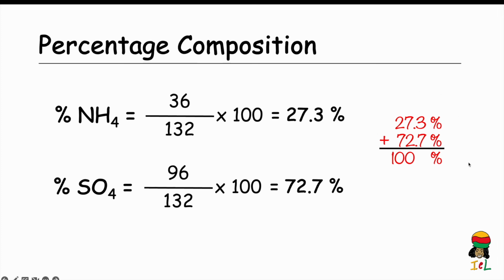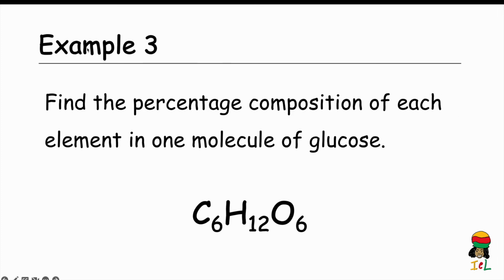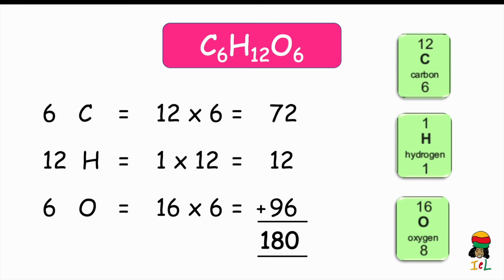And our final example, find the percentage composition of each element in 1 molecule of glucose. The chemical formula for glucose is C6H12O6. And as per usual, we find the relative mass of each element within the compound and the total relative mass of the compound. As we can see from the chemical formula of glucose, there are 6 carbons, 12 hydrogens, and 6 oxygen atoms. We multiply the quantity of each element by its mass number or its relative atomic mass.